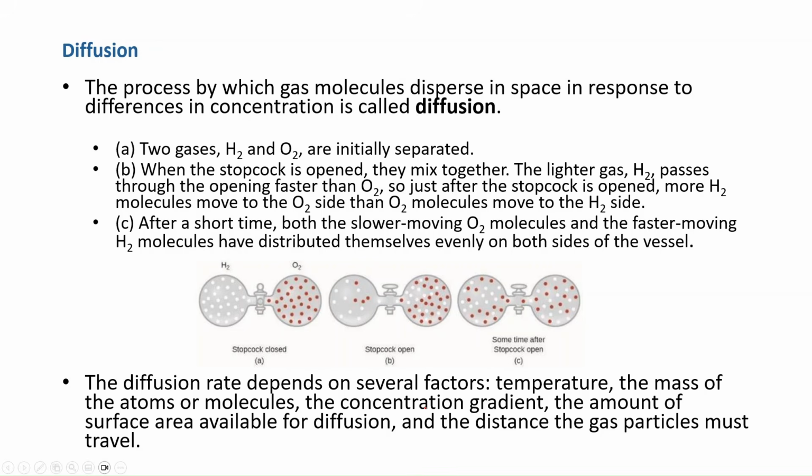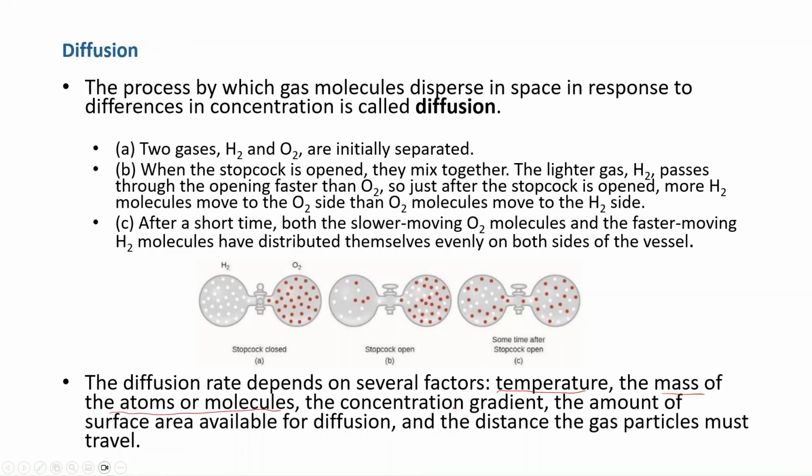Because diffusion rates depend on several factors. It depends on the temperature. The higher the temperature, the more energy molecules have, the faster it goes. The mass of the atoms: the heavier the atom, the slower it moves. So hydrogen is light. H2 weighs about 2 grams per mole, so it moves very fast. Oxygen is going to be 32 grams per mole. It moves slower. So the rate depends on the mass of the atoms.